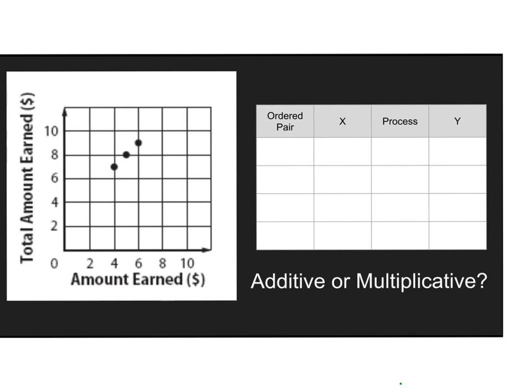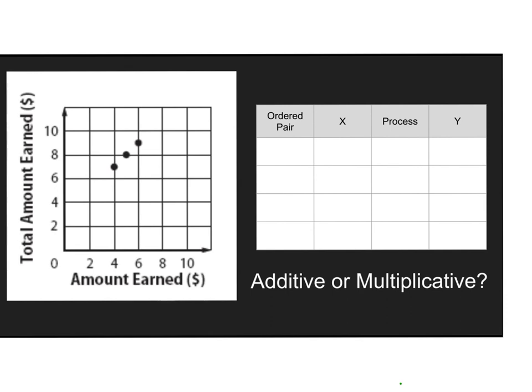Okay, so today we're going to continue working with additive or multiplicative relationships, but now we're going to be including graphs. Now in this graph, what you need to do is find the ordered pairs. Here we have 3 dots, and I'm going to write the ordered pairs on the graph, and then transfer them to a table.